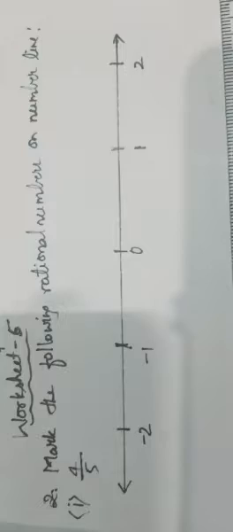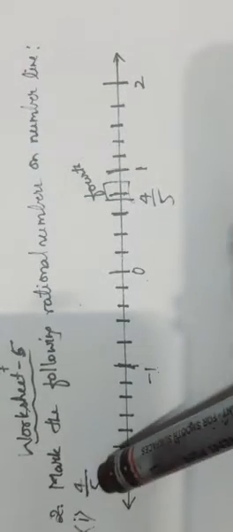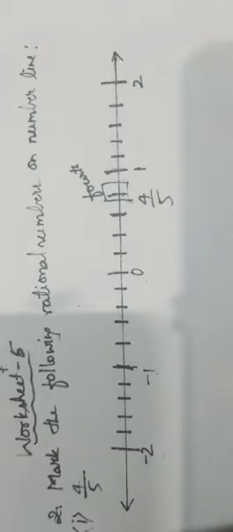First we have to draw the straight line with the help of the ruler, and we have to mark 0, 1, 2 to the right side of 0, and minus 1, minus 2 to the left side of 0. After that, children, in this way we represent 4 by 5 on the number line. The next is minus 8 by 3.